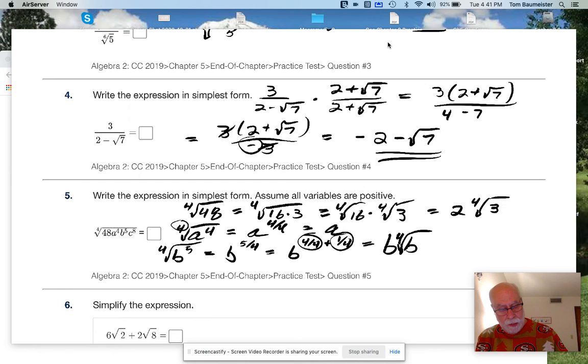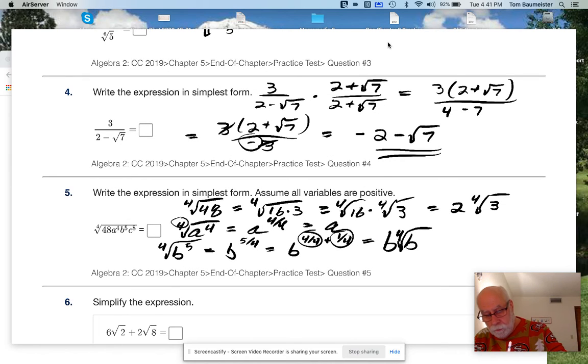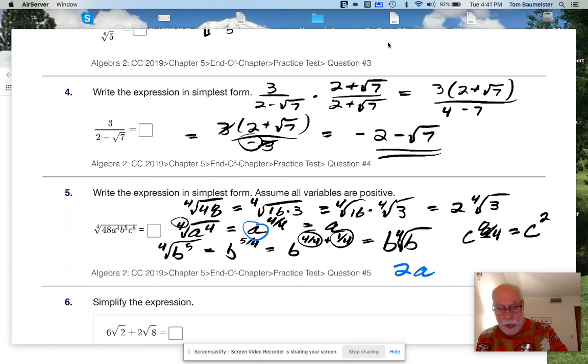Okay. And then finally, c, we have, if I write it as a fraction, I'll have 8/4. Well, 8 divided by 4 is 2. So I can write that one as c squared. So now what you need to do is you need to take everything that is not under the radical and put it together. So we can see we have a 2 there. We have an a. We have a b here. And we have c squared.